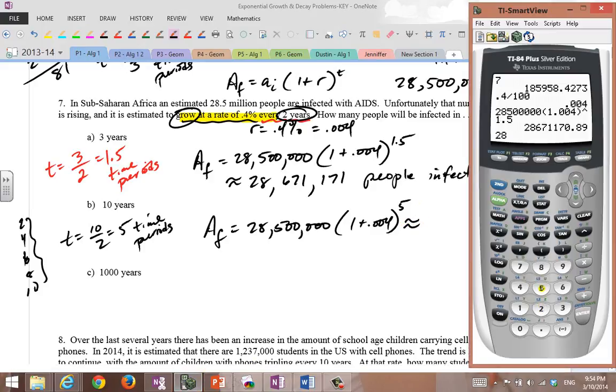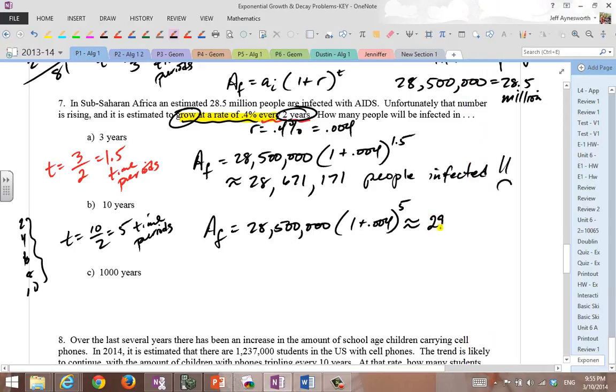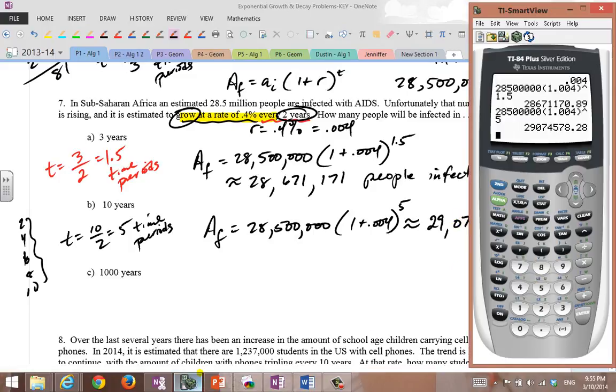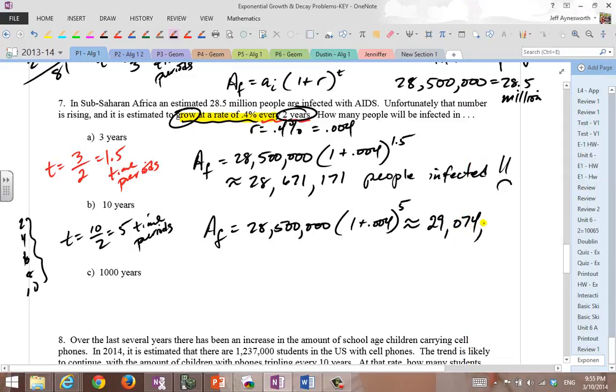Let's figure it out. As I keep saying in all these problems, you've got to make sure you put the right amount of zeros in here. Times 1.04, oops, that's incorrect. Go back. 1.004 raised to the 5th power. And look at this. In the future, there's going to be 29,074,578 people infected. It's getting worse. That's why they call this an epidemic. It's a huge problem in the world.